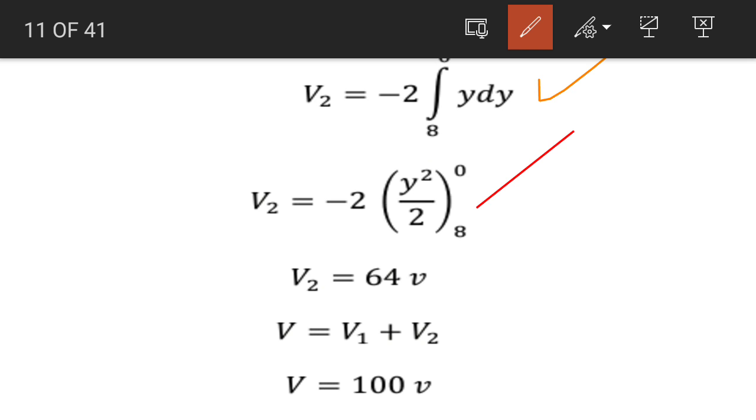And if we put the values over here, V2 will be equal to 64 volt. So the total energy which is required to move a unit positive charge from point Q to point P will be the potential difference between these 2 points. So the potential difference between these 2 points will be equal to V1 plus V2, and V1 plus V2 will be equal to 100 volts. So the potential difference between these 2 points is 100 volt.